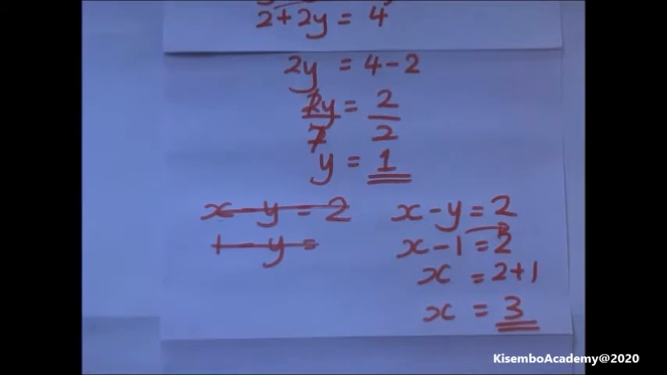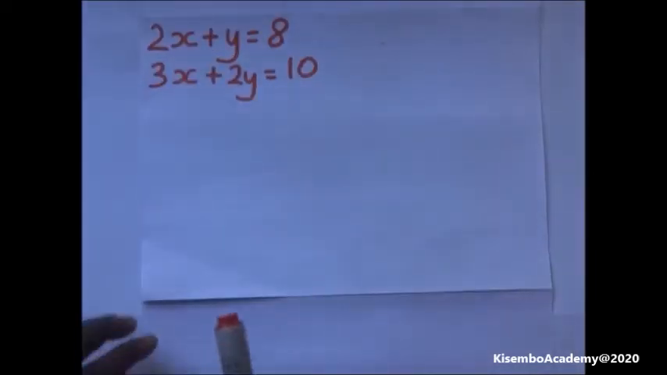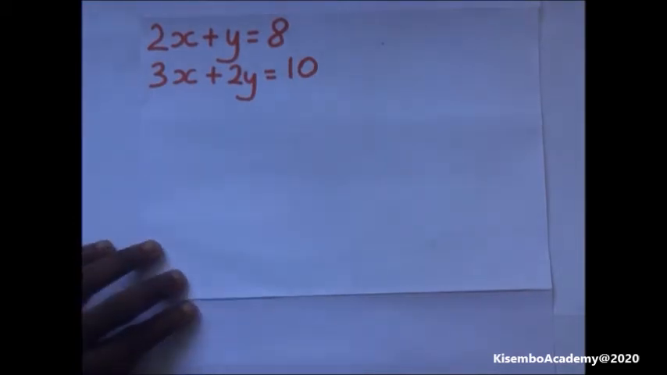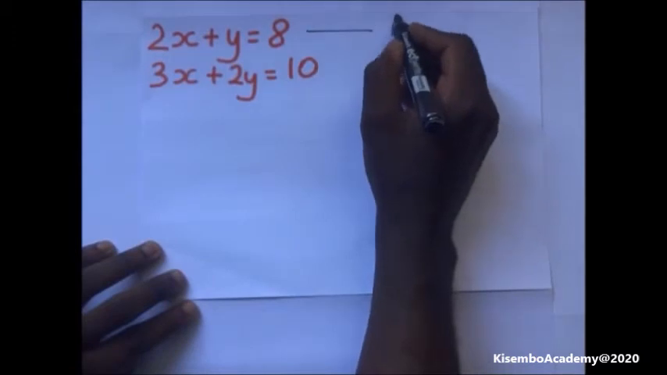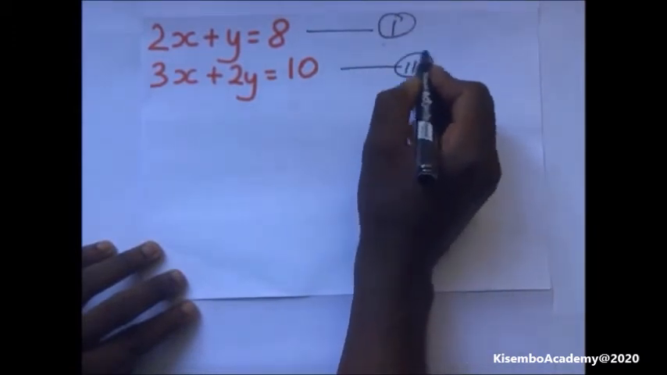We'll do another example. In our second example, it's still a simultaneous equation that requires us to find the values of x and y. We are using the substitution method. So we shall choose which one we want to substitute. We can either substitute for the value of x or the value of y in any equation. It depends on what you really want. This is equation 1. This is equation 2.